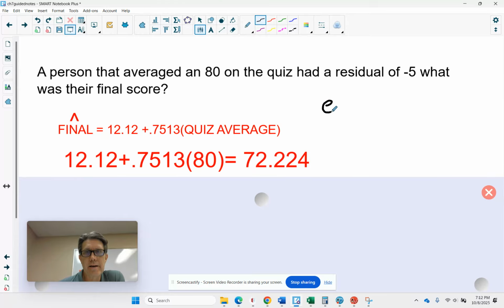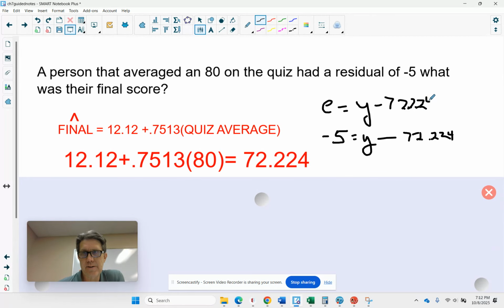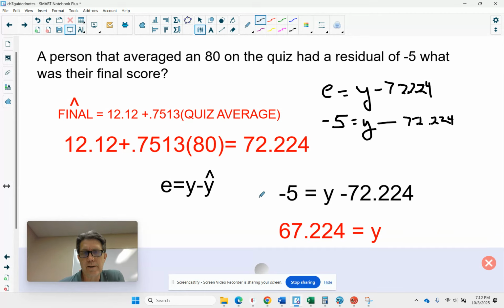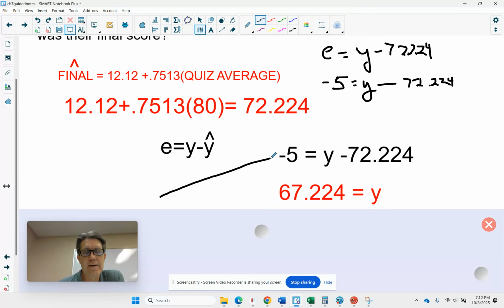Now, e is the residual, -5, equals y minus y hat, 72.224. We look at what is y. If you add 72.224, you get 67.224. Again, the other way to look at it, if this is the prediction line, it's got a negative residual.